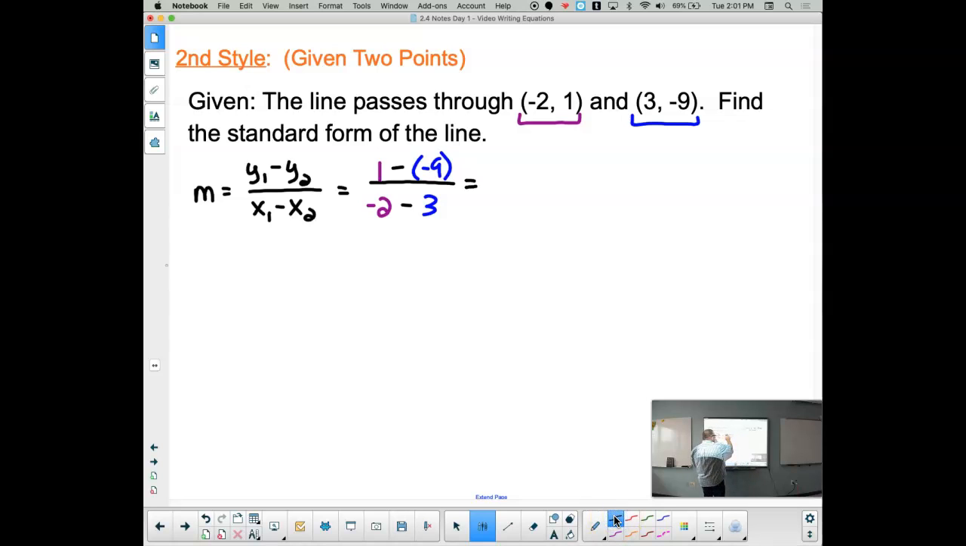So that's going to be 1 minus -9 is 10, because it's really 1 plus 9. -2 minus 3 is -5. So that gives me a slope of -2. Okay? And I'm going to use that now with either one of those 2 points. And I'm going to use that now in the point slope form.